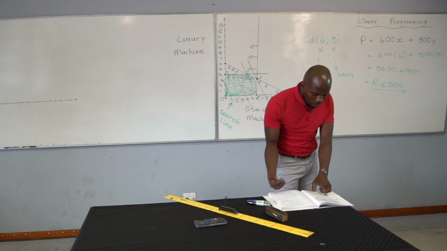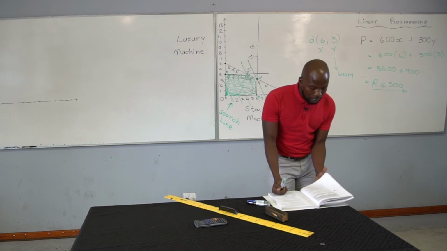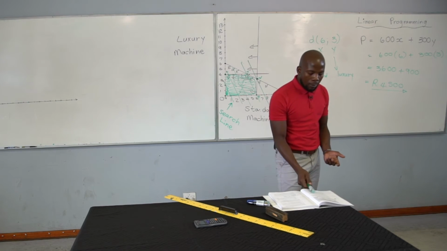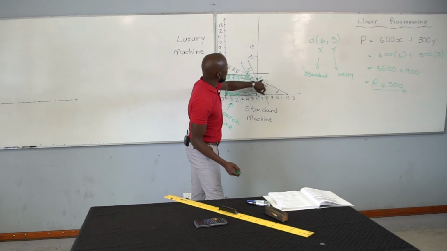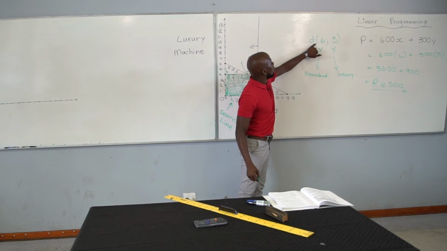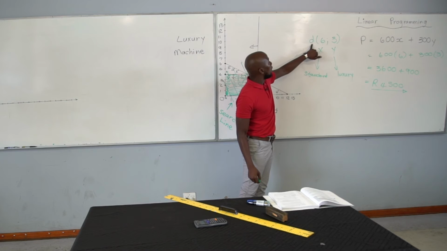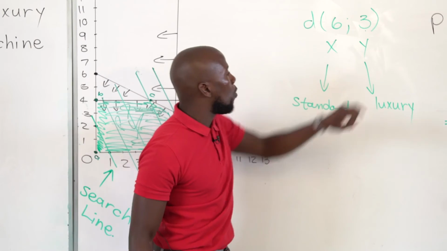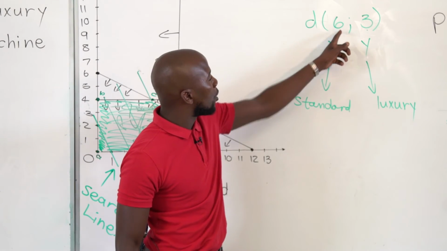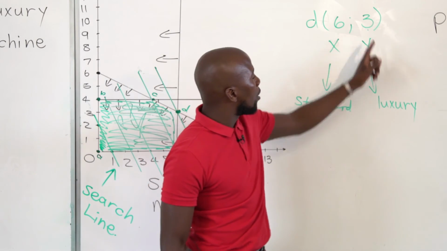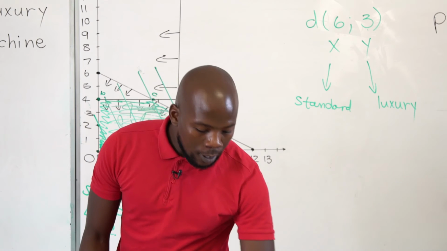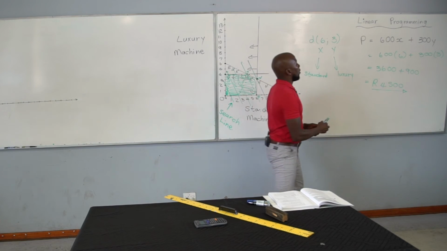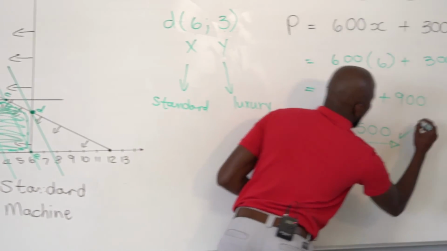Oh yeah. We've already answered B and C. They asked how many of each type of machine must be manufactured per day to make a maximum profit. We identified that by identifying the coordinates of vertex D. We said D has 6 for the x value and 3 for the y value. Therefore, they need to produce 6 of the standard type and 3 of the luxury type. They also asked us to determine the maximum profit that the factory can make, which is what we've done over here.